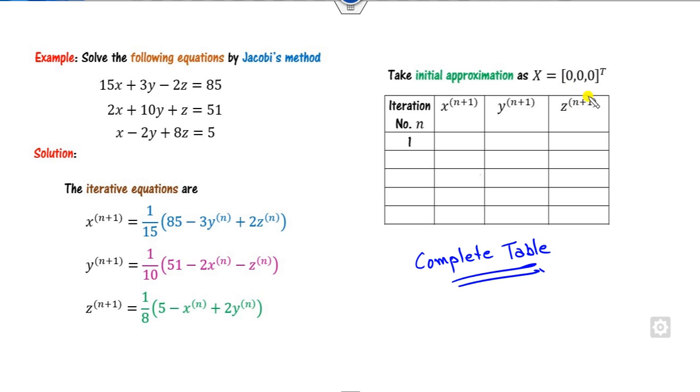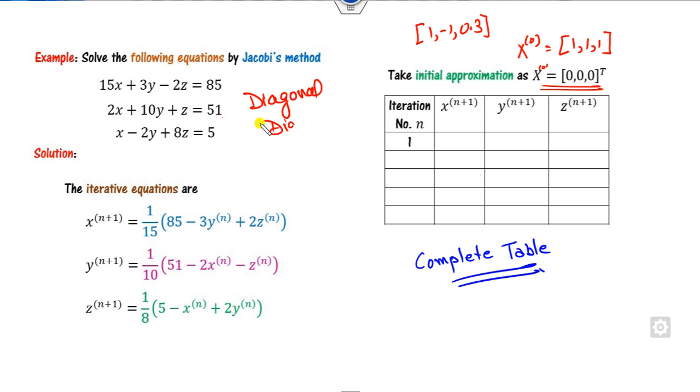Now I can take the initial approximation here, because this is diagonal dominant, so you can take any x naught. This is my x naught. You may start with 1, 1, 1. You may start with 1, -1, 3, because it's diagonal dominant, so the method is always convergent. So how can you find the solution? I can take 0, 0, 0.